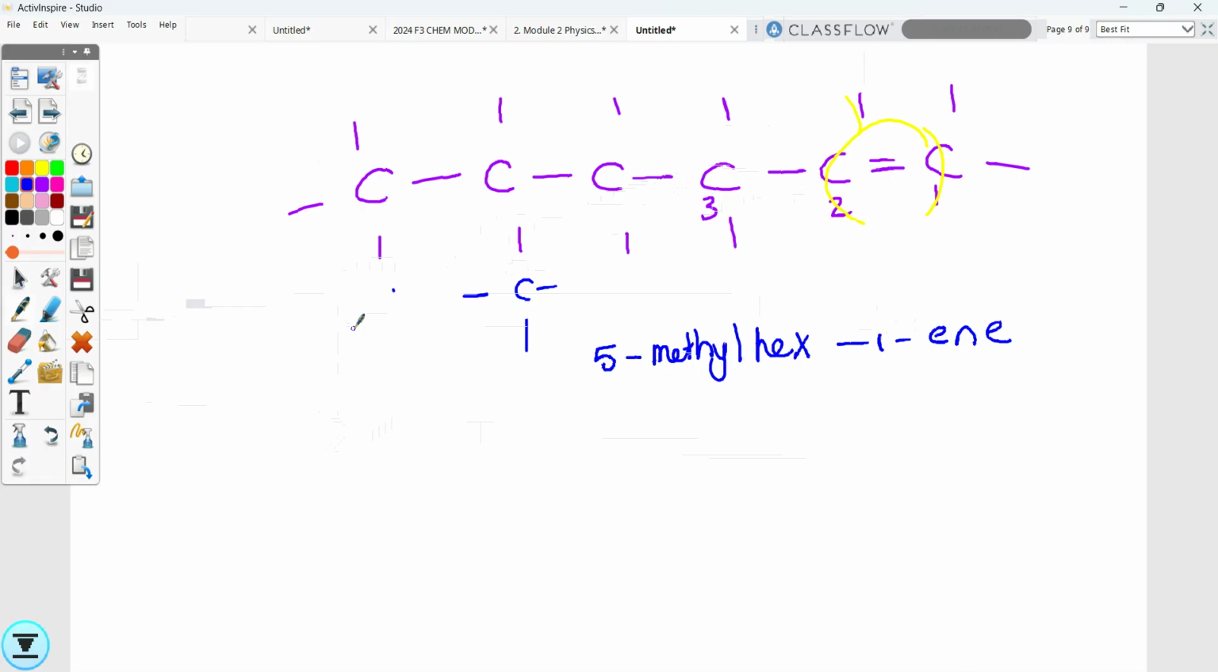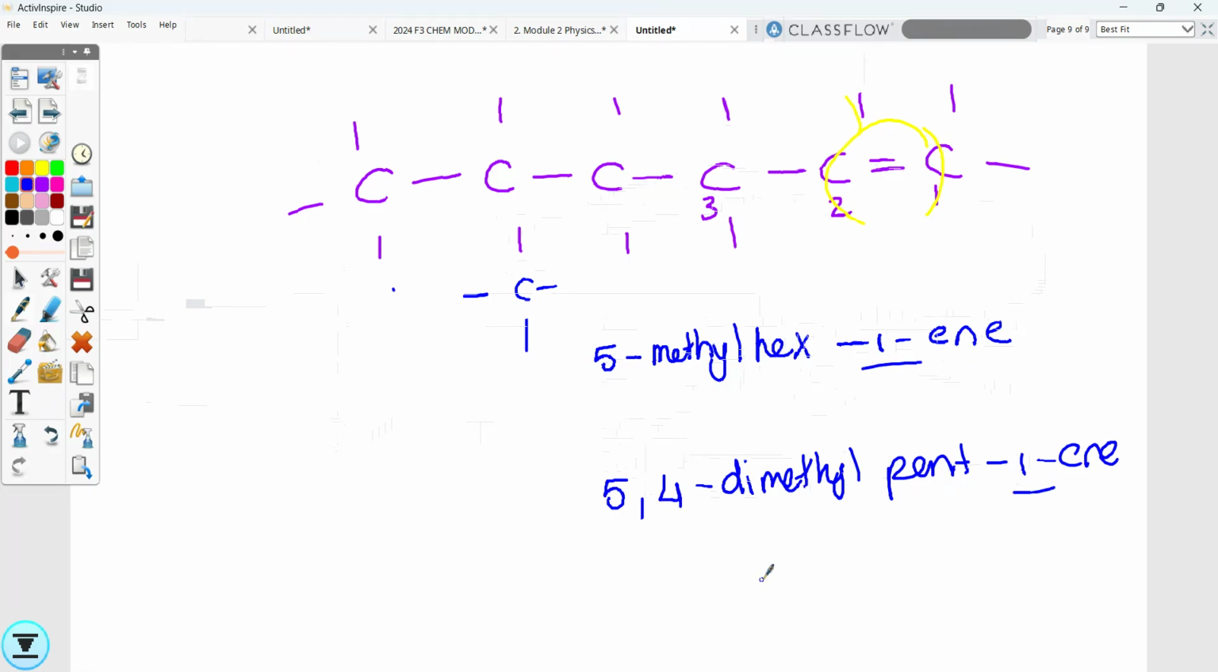You must still have the same number of carbons. So if you say 5-methyl, you're going to have 2 methyls. So you're going to have to say 4,4-dimethyl pent-1-ene. Can you see the numbers stay the same? So it's not a positional isomer, but the chain length, here it was hex, now it's pent. So the chain length is different, so it's a chain isomer. Do you see the difference between them now?